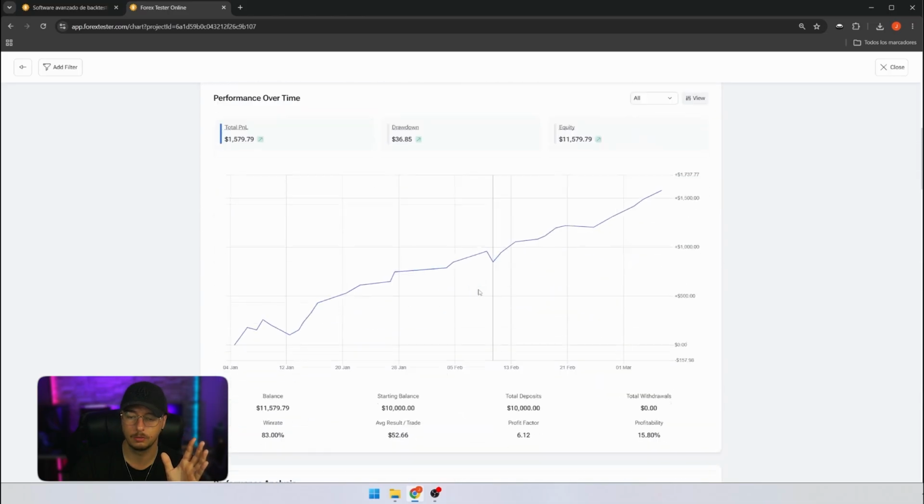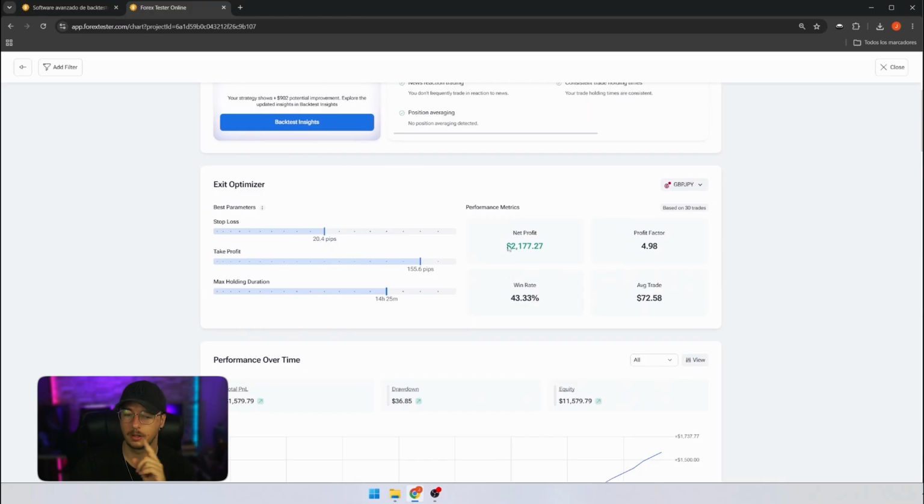And as well, if we come to the exit optimizer, we could see that we could even optimize this even more by placing a stop loss of 20 pips, a take profit of 155 pips, and a max holding duration of 14 hours. So it'd be a bit longer than the actual session, but it's saying that we could actually get some more profit out of it.